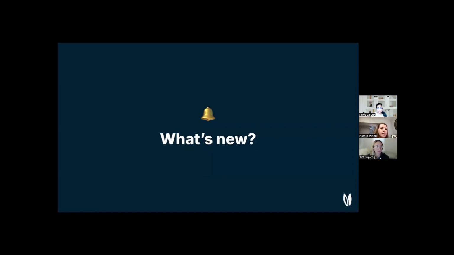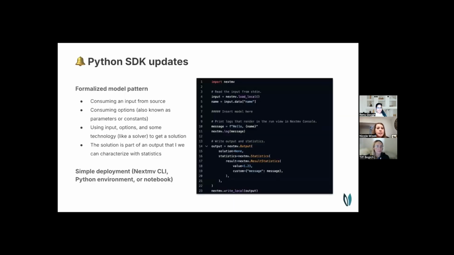All right, so let's talk about what is new on the platform. Previously, our Nextmv SDK was mainly for interacting with a decision model once it was already pushed up to the Nextmv platform. But now we've extended it to include modeling constructs like what I just showed you with that shift assignment model. You can now use our SDK to consume an input from source, consume options or configuration, and then use that input and those options plus some technology like a solver to solve a decision model.